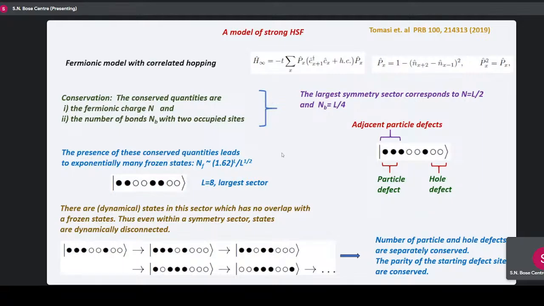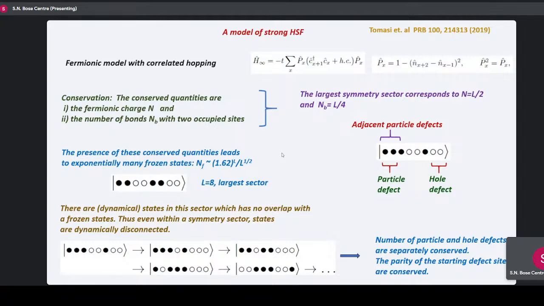One example of such a model is worked out in this paper. It's a fermionic model with correlated hopping, and this projection operator just ensures that the hopping doesn't change the number of bonds with particles on both ends. This can be thought of as an effective model in the large V limit of a fermion chain, where V is the nearest-neighbor interaction. The conserved quantities in this model are the fermionic charge and the number of bonds.